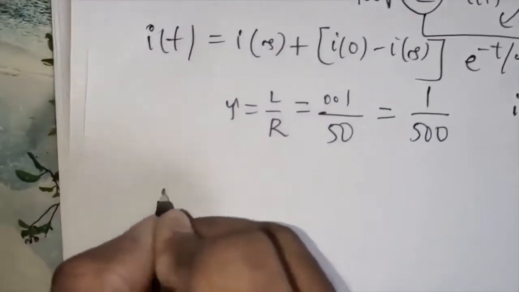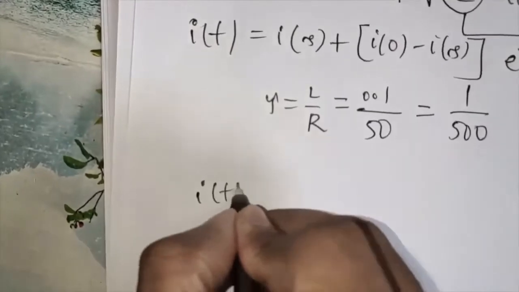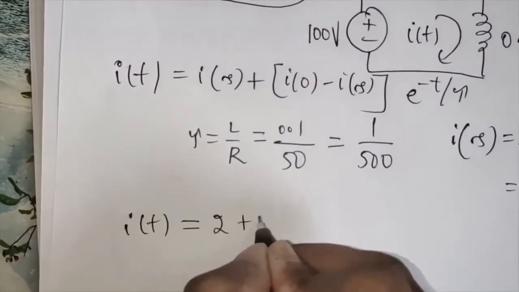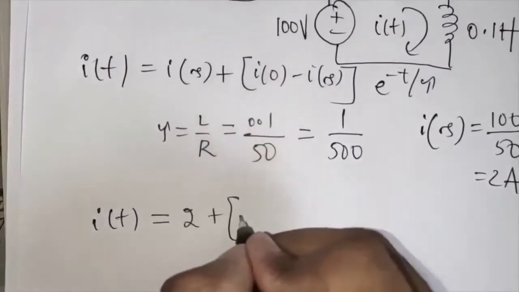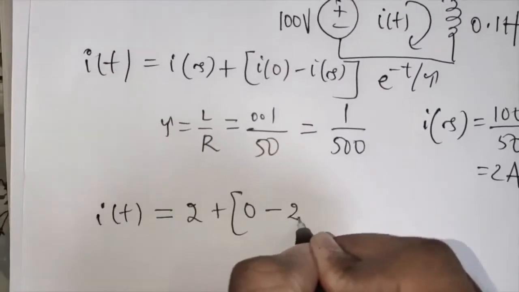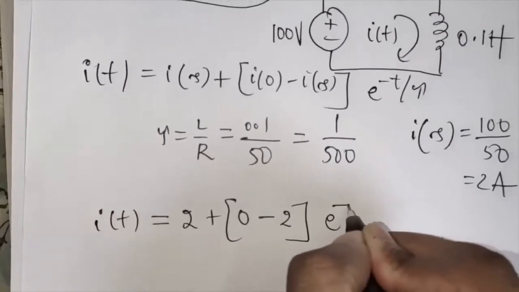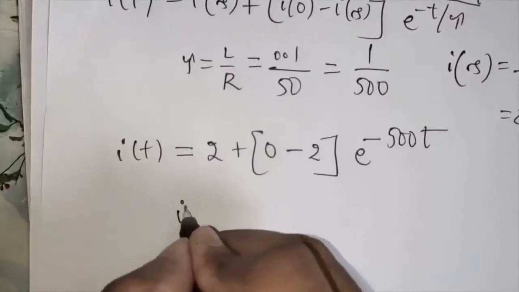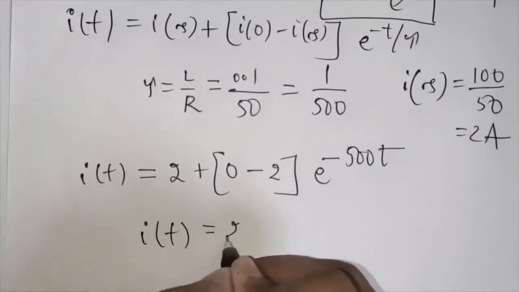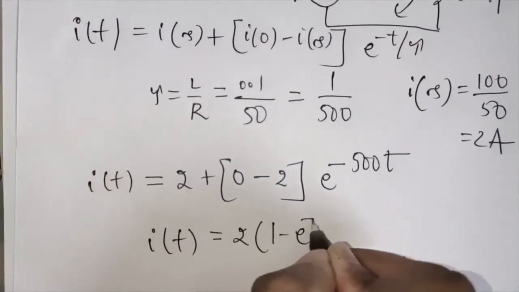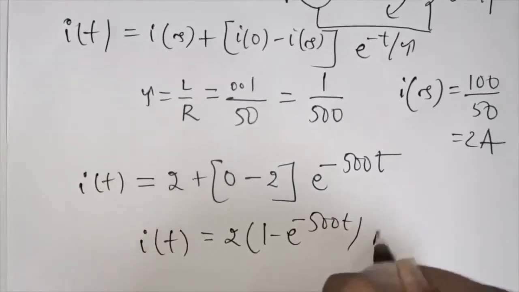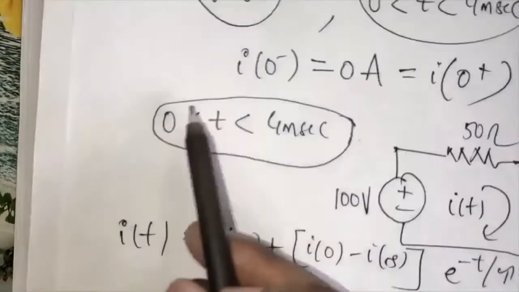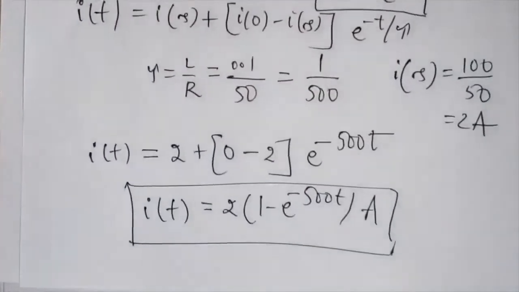Let us substitute all these values in the general expression. I of t is equal to I of infinity, which is 2, plus I of 0, which is 0, minus 2, into e power minus 500t. Therefore I of t is equal to 2 into 1 minus e power minus 500t amps. This is the expression for current in the interval 0 to 4 milliseconds.